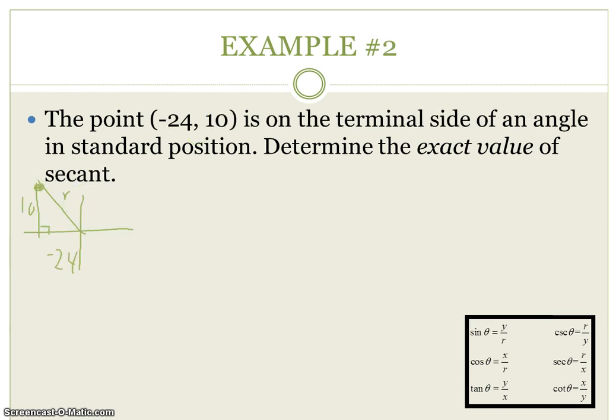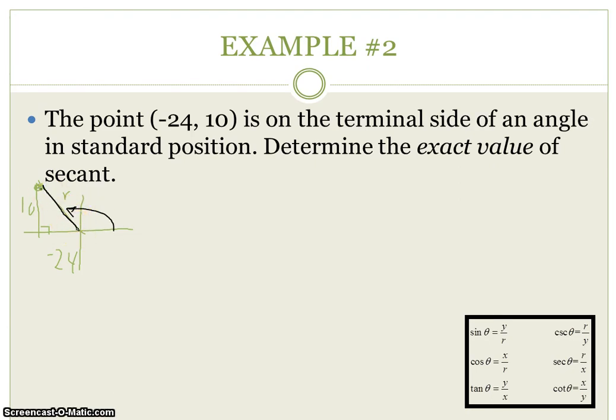Okay, let's move on. Likewise, we're going to have a point (-24, 10) on the terminal side of an angle in standard position, and we're going to find the exact value of secant. So if I start in standard position at the origin, I go left 24, -24, and up 10, and I have my terminal side up here of my angle, which is in standard position.